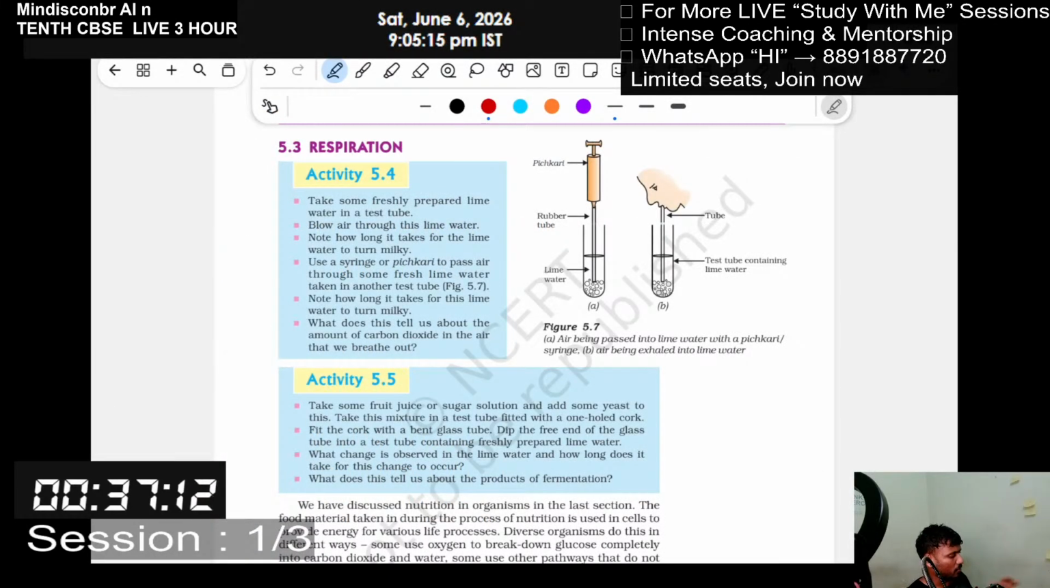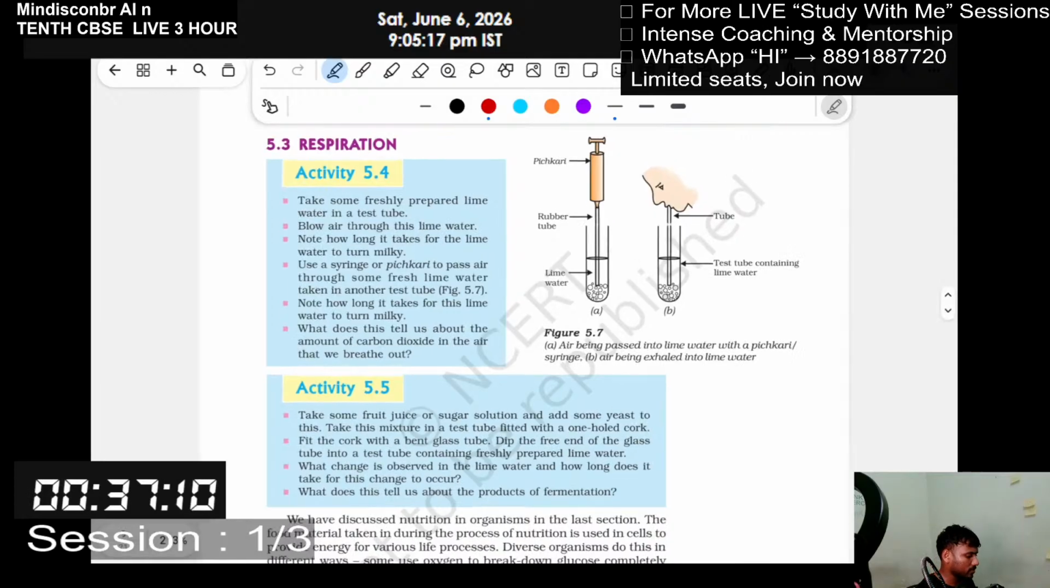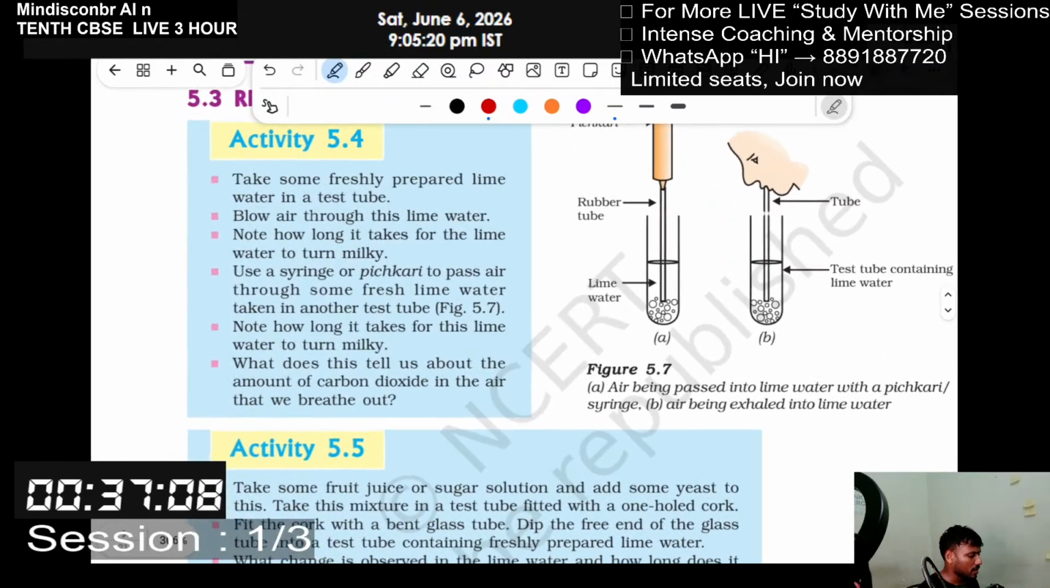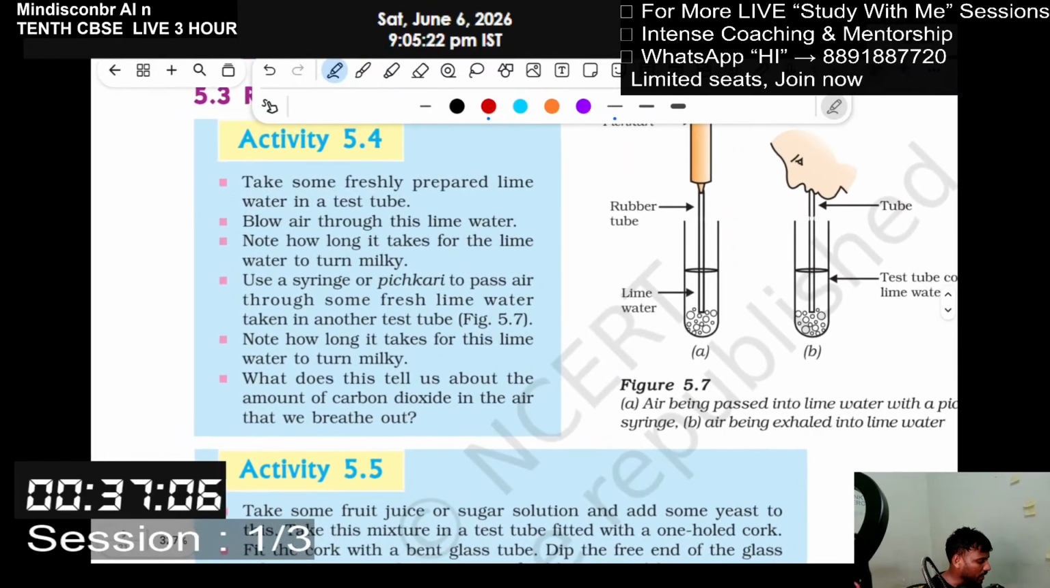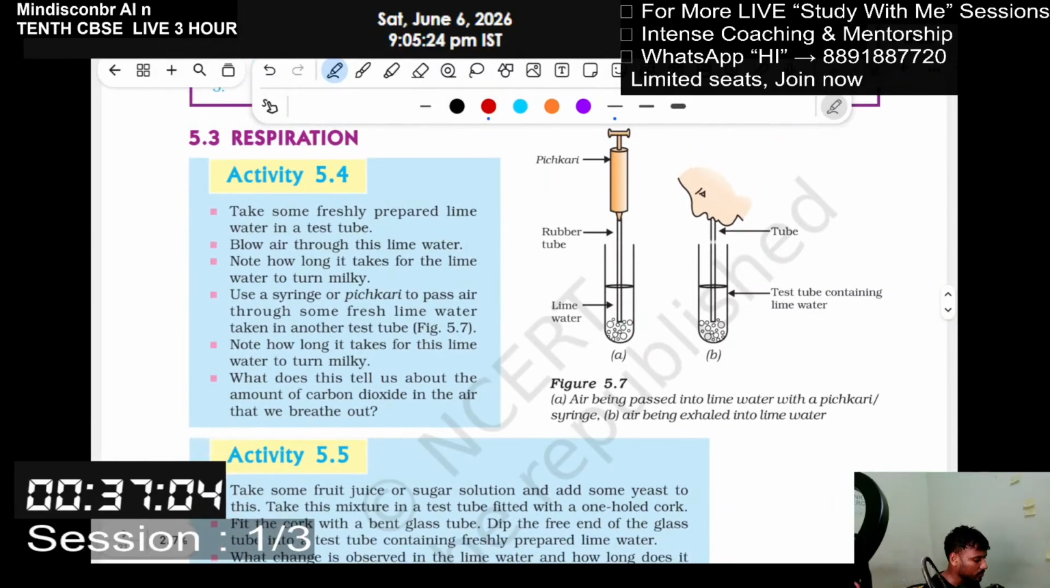Activity 5.4. Take some freshly prepared lime water in a test tube. What is in the test tube? Freshly prepared lime water. Blow air through this lime water.